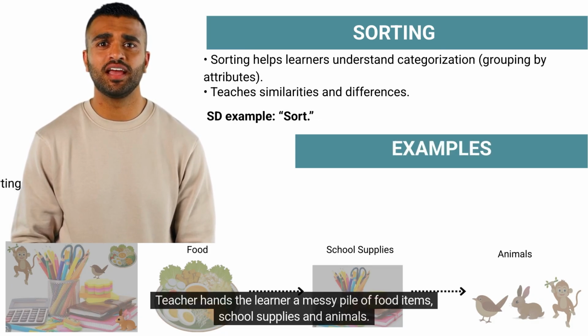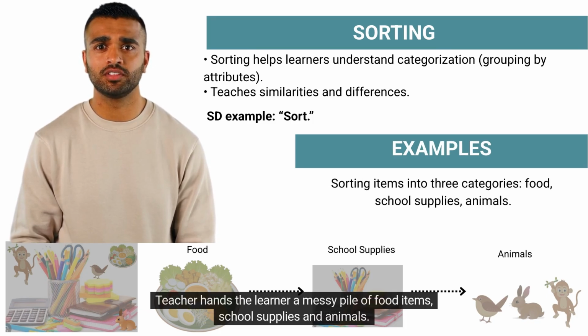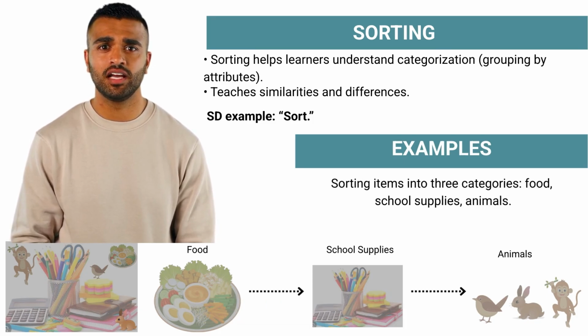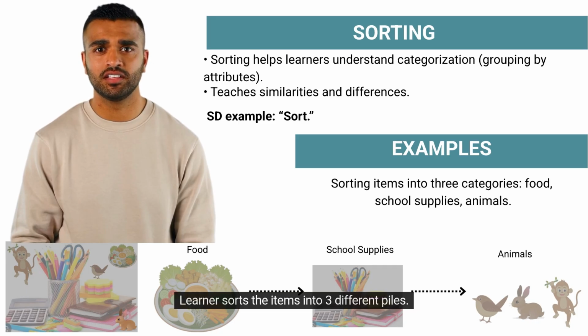Example: teacher hands the learner a messy pile of food items, school supplies, and animals. State sort. Learner sorts the items into 3 different piles: a pile of food, a pile of school supplies, and a pile of animals.